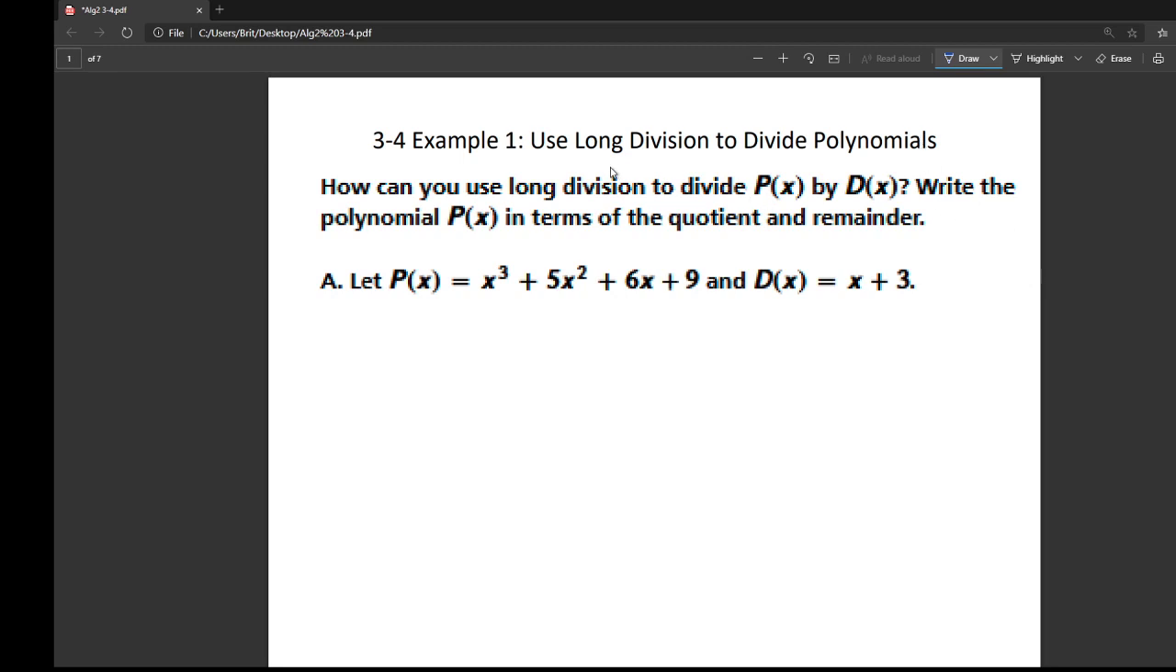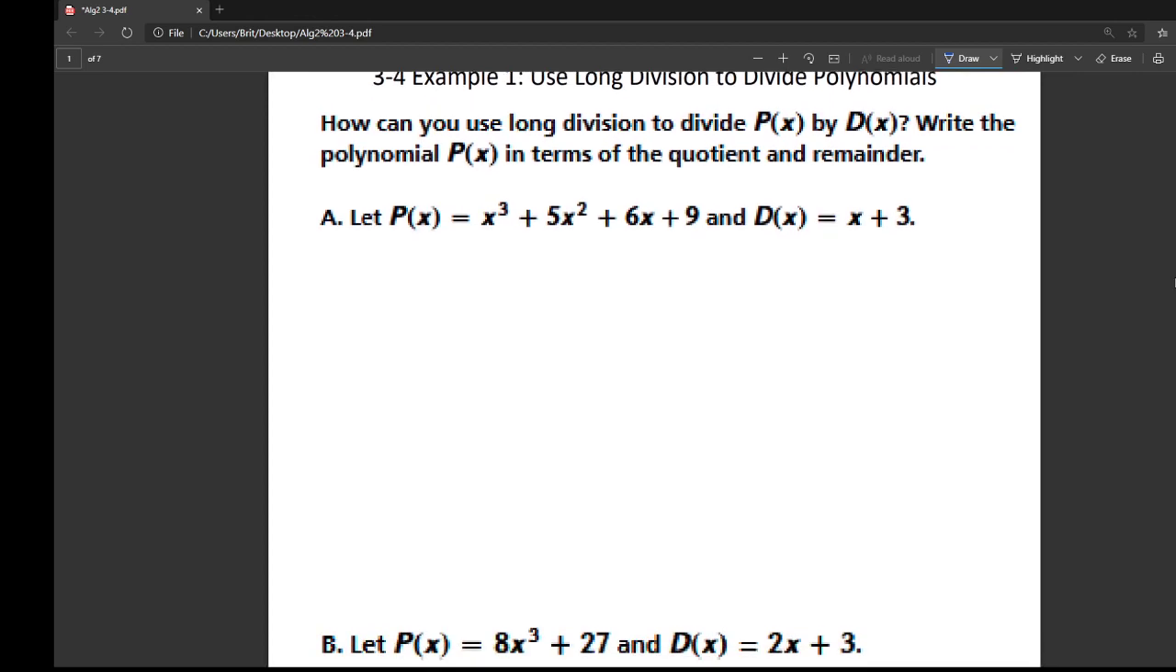So in this video, we are going to use long division to divide polynomials. Before I start on that, let's go back to 3rd grade. And we're going to do a math problem in 3rd grade.